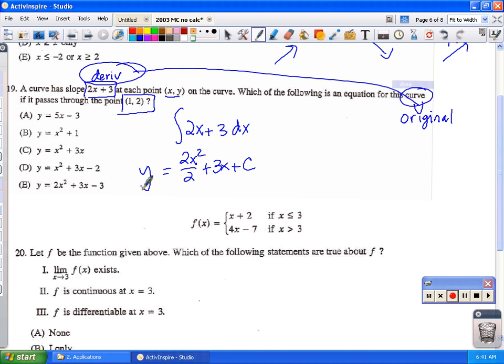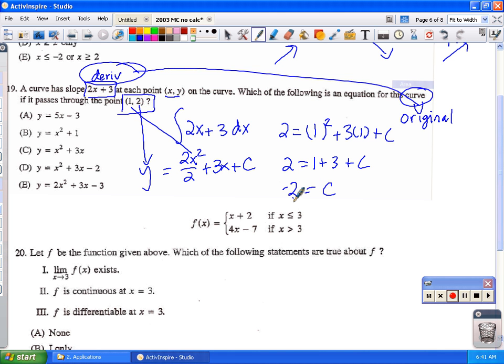And now I need to solve for the value of c, so I have a value of y is 2 when x is 1. So I have 2 is equal to 1 squared plus 3 times 1 plus c. So I have 2 is equal to 1 plus 3 plus c. So that would be c is equal to -2. So the original function is x squared plus 3x minus 2, which is d.